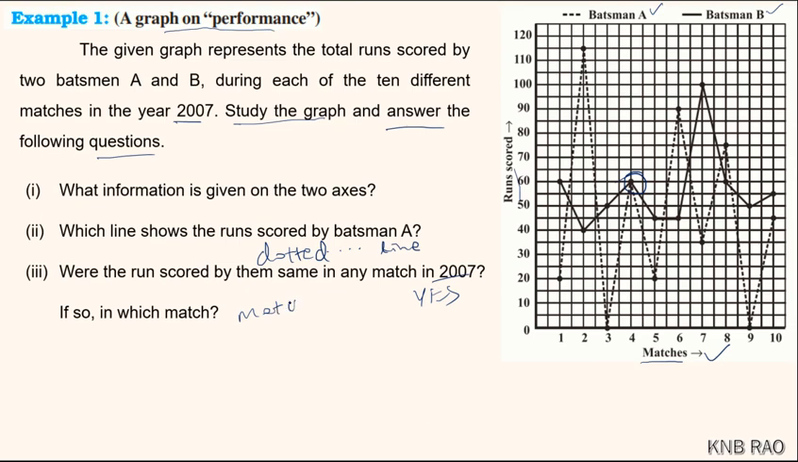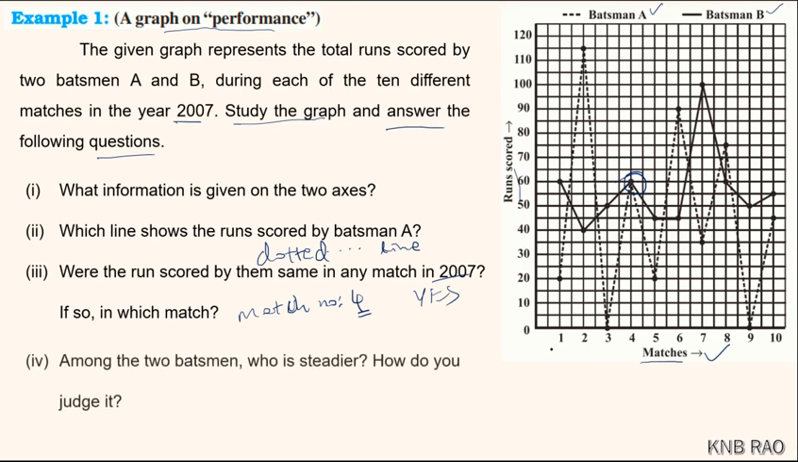So match number 4. They scored same runs. How many runs did they score? 60 runs. Both of them scored 60 runs. Correct now? Then next question.